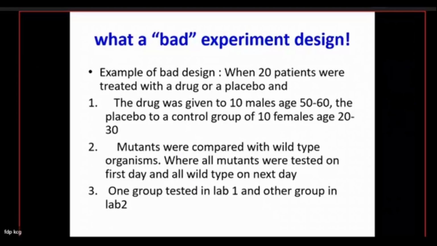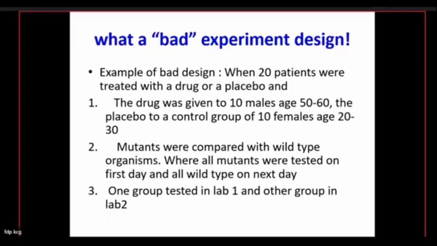and then your experimental design is not successful. When mutants are compared with wild-type organisms, a mutant should be compared with a mutant, or a wild type with a mutant, with control factors. So you can know the effect of your variable on the wild-type cell and the effect of your variable on a mutant. It is not that you study one variable on the wild-type organism and a second variable on the mutant organism. If one group is tested in one lab and the other group in a second lab, that is also a bad experiment design.